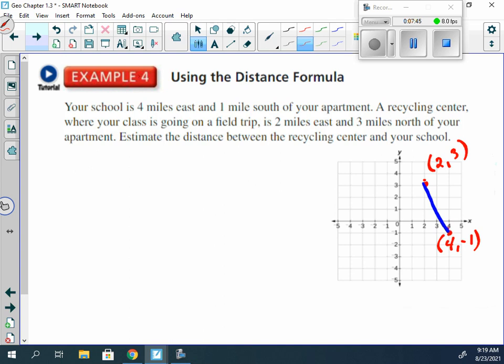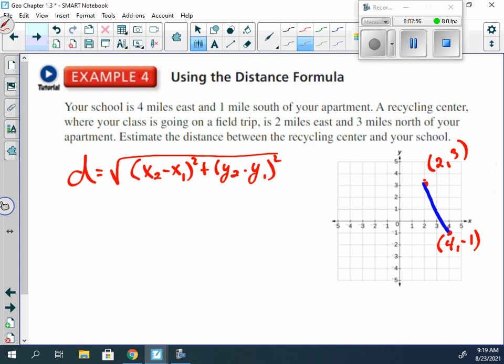Our distance formula is equal to the square root of (x2 minus x1) squared plus (y2 minus y1) squared. So what are our two x values? 2 and 4. The order in which we plug them in really doesn't matter. And our y values are 3 and -1.